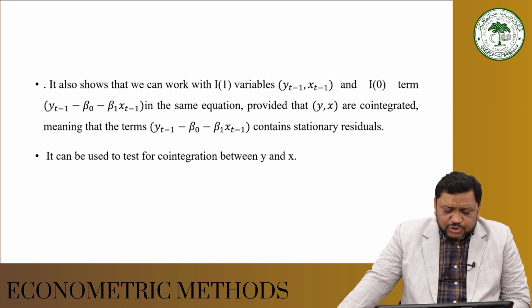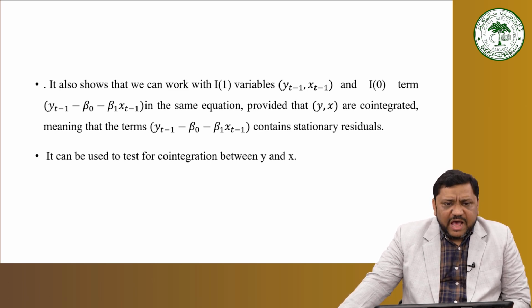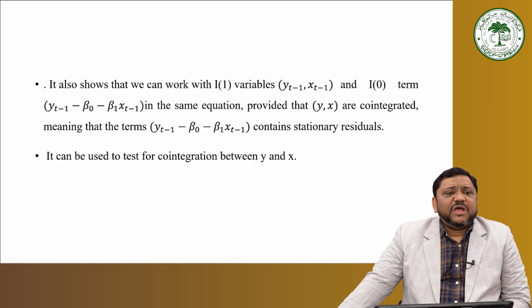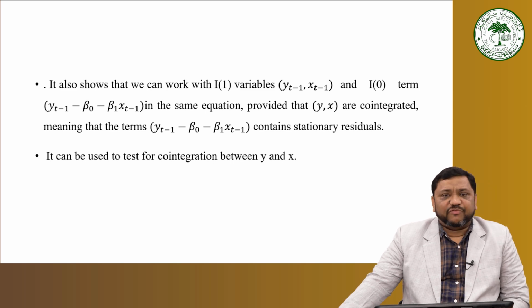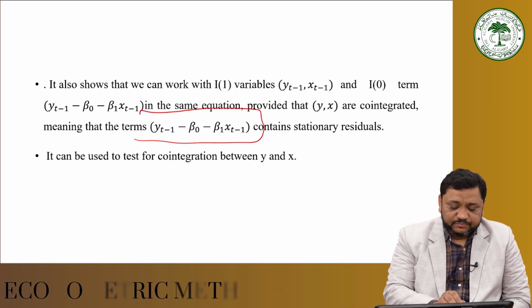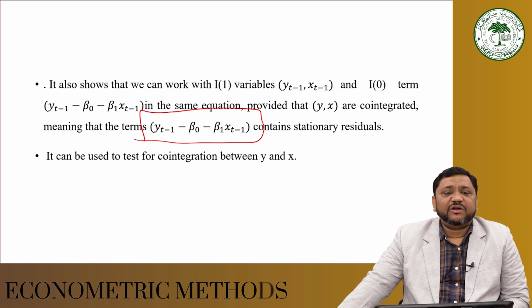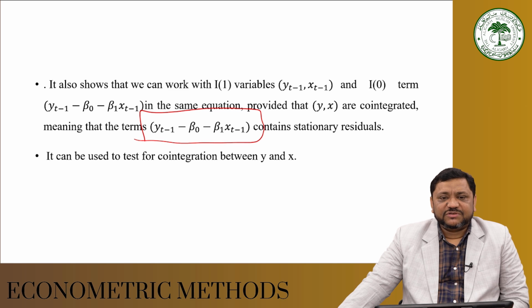Now, it also shows that we can work with I1 variables, that is variables which are stationary at first difference, and an I0 term, that is y t minus 1 minus beta naught minus beta 1 x t minus 1, in the same equation. So we have taken y t minus 1 and x t minus 1 and this term, provided that the two series x and y are cointegrated, meaning thereby this term contains stationary residuals.